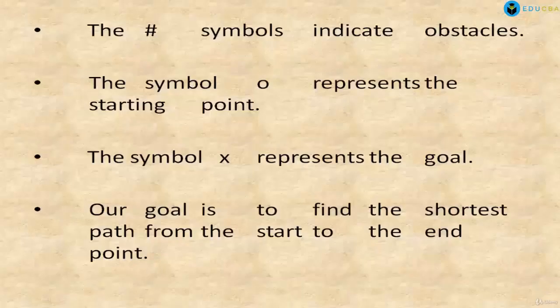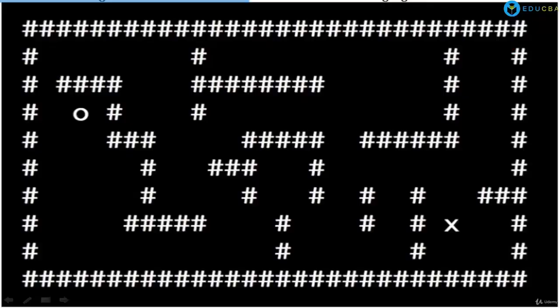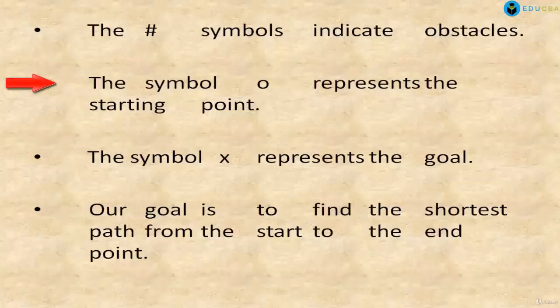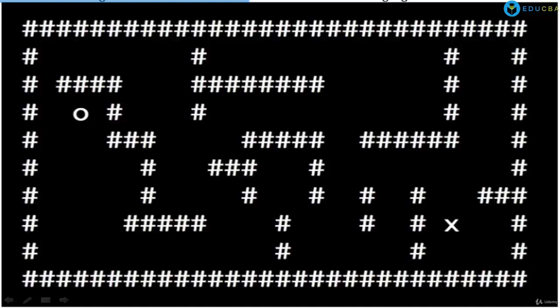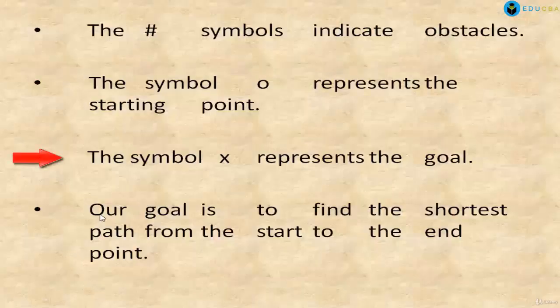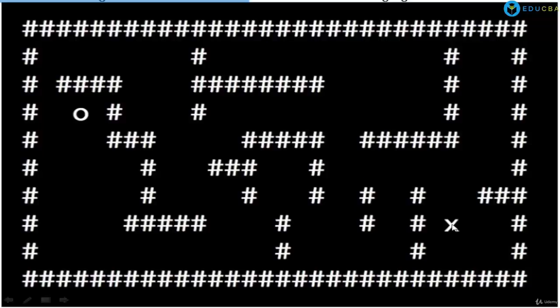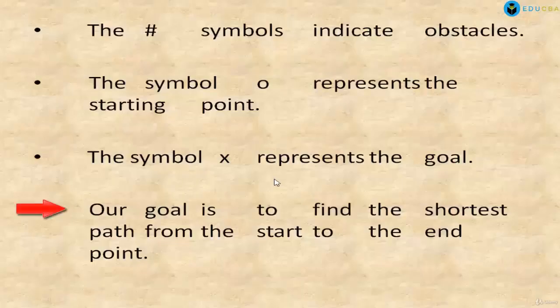So here, the hash symbol indicates obstacles. Now see, these are your obstacles. Hash symbols are representing your obstacles in that maze, and the symbol O represents the starting point. Now see, this O is representing your starting point. You are here, and the symbol X represents the goal, and you have to reach there. So basically you have to tell the path, how will you reach that X in the maze, and these are your obstacles. So our goal is to find the shortest path from the start to the end point.